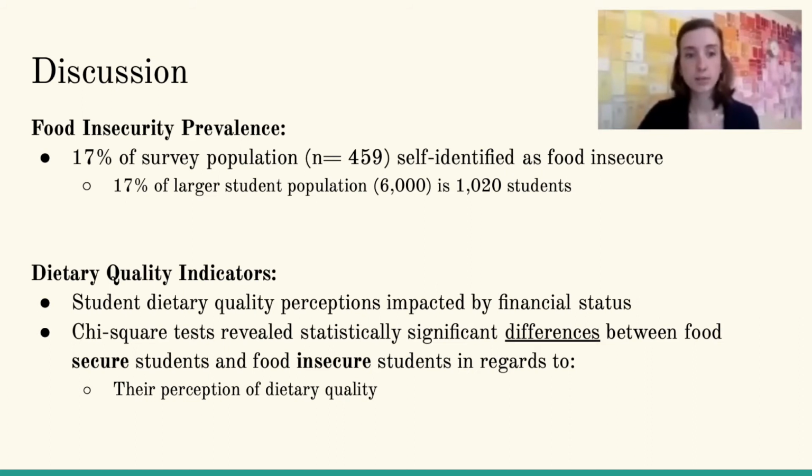In regards to our second research question, revolving around the ways in which dietary quality may indicate food insecurity for the student population, we found that the students' perceptions of their dietary quality show that financial status has an effect on their diet. Additionally, the chi-square tests on the differences in perceptions of dietary quality by food insecurity status show that there are differences between food secure and food insecure students in their perceptions of dietary quality. The differences that exist between these two groups are important to highlight as they serve as descriptive indicators to explain food insecurity within this specific population.